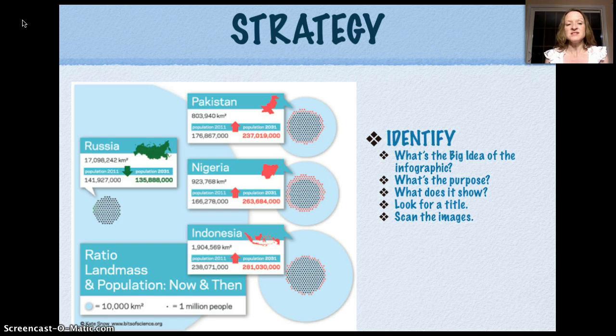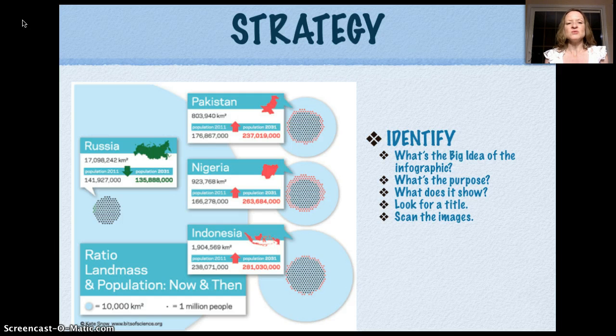In this case, you have a title: Ratio of Landmass and Population Now and Then. It's showing populations in these areas in 2011 and then projected populations for 2031 in relation to the size of that landmass.